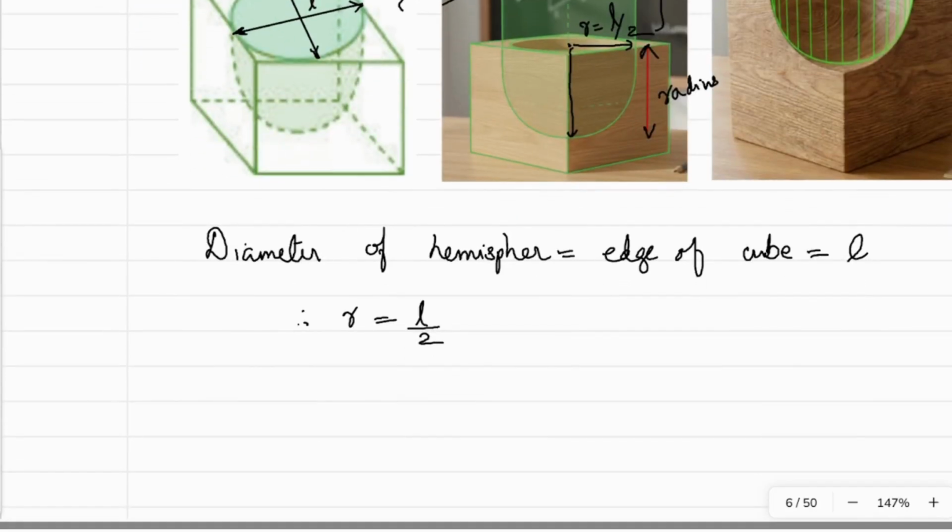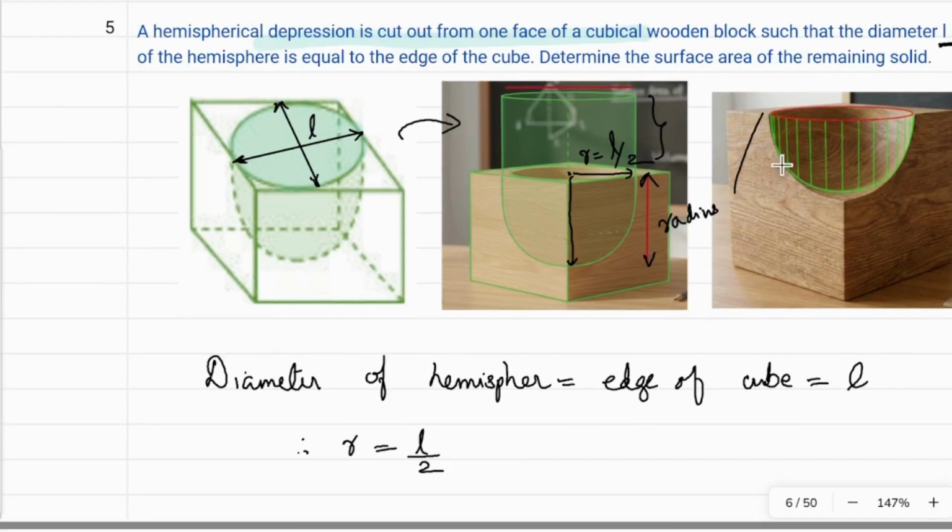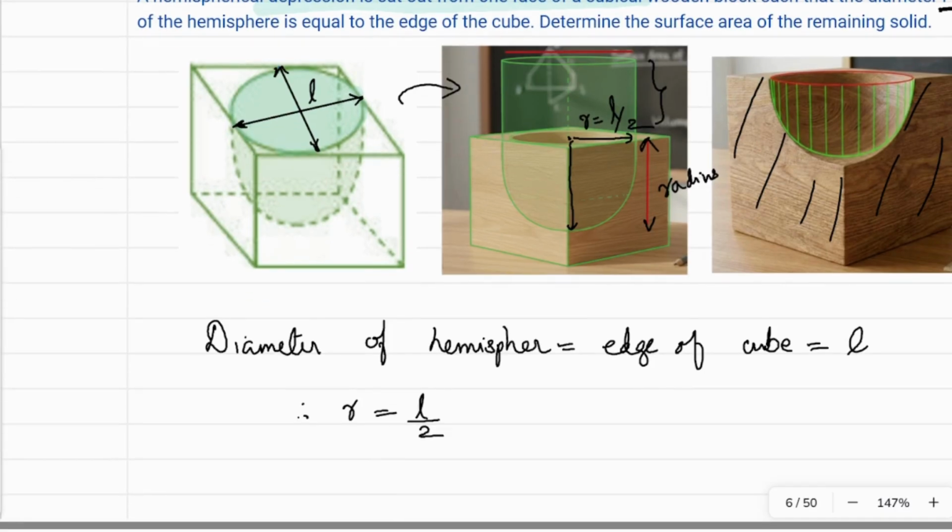Then they are asking us to find the remaining area, what is this leftover area? That is what they are asking us to find, right? So first we will have to find the total surface area of the cube. Then from there we will have to reduce the area of the hemisphere, then we will get the remaining portion.